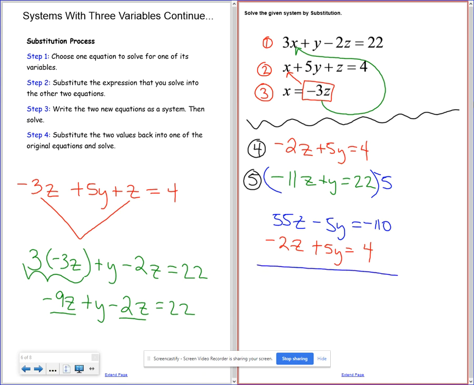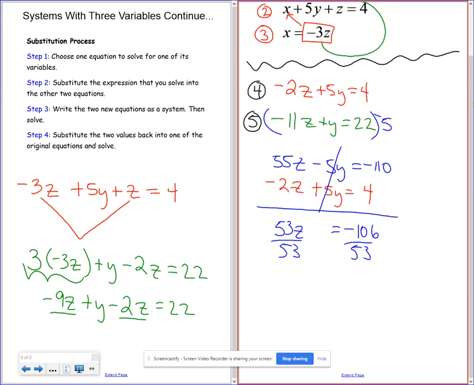Now we can add these together. So we got 55 minus 2 is 53z. These cancel out. Negative 110 plus 4 is negative 106. Divide both sides by 53. We get z is equal to negative 2.